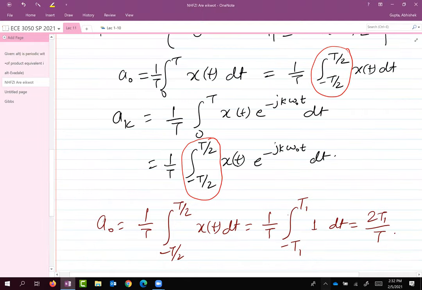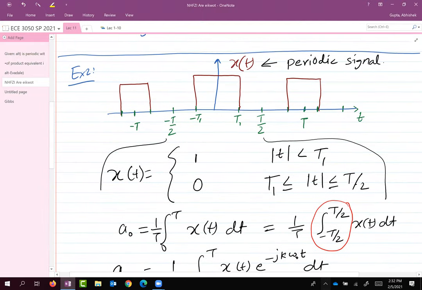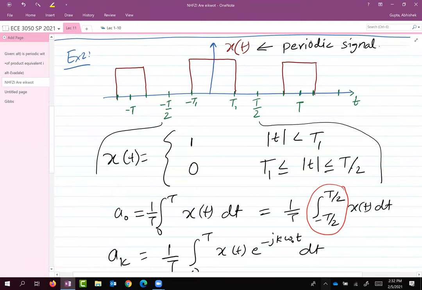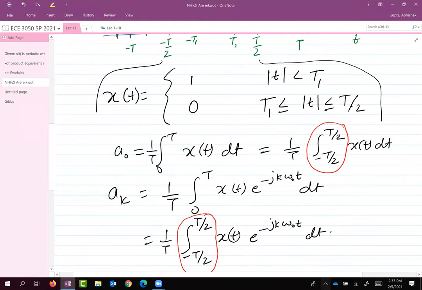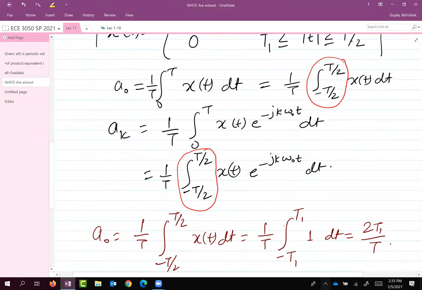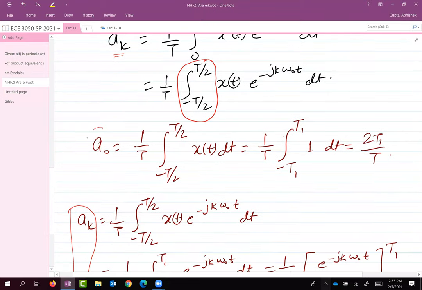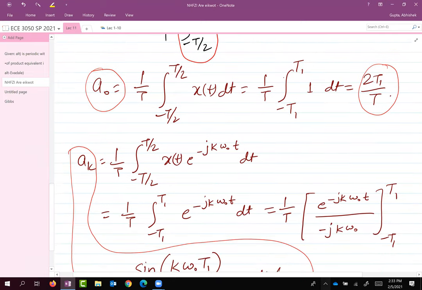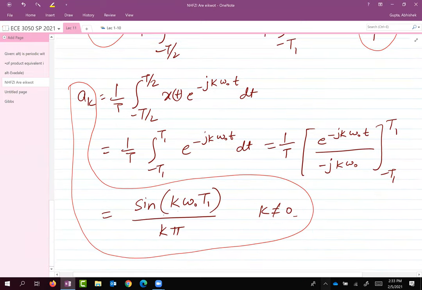Okay, so let's go back to the example. We had this sort of square wave function, not a square wave, but some rectangular wave function, which is a periodic signal. We wanted to compute the Fourier series coefficients for this periodic signal. I knew the expression for A0 and AK, I just had to evaluate the expression. So I found that A0 is equal to 2T1 over capital T, and AK is given by sine of K omega naught T1 over K pi, just by evaluating the integral.